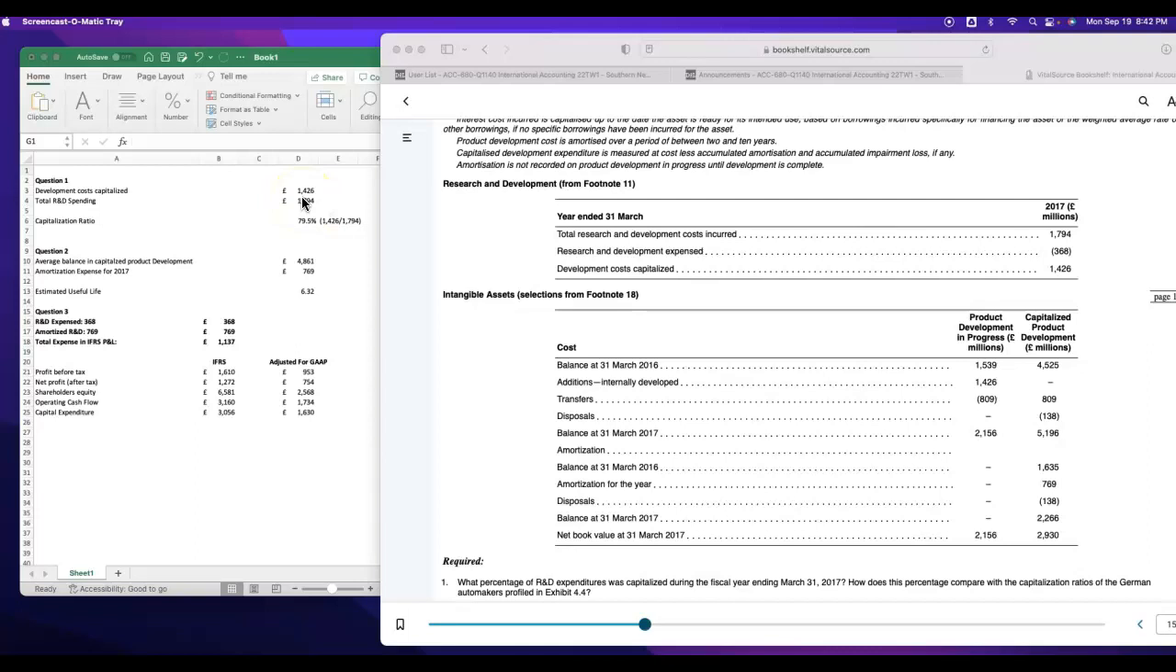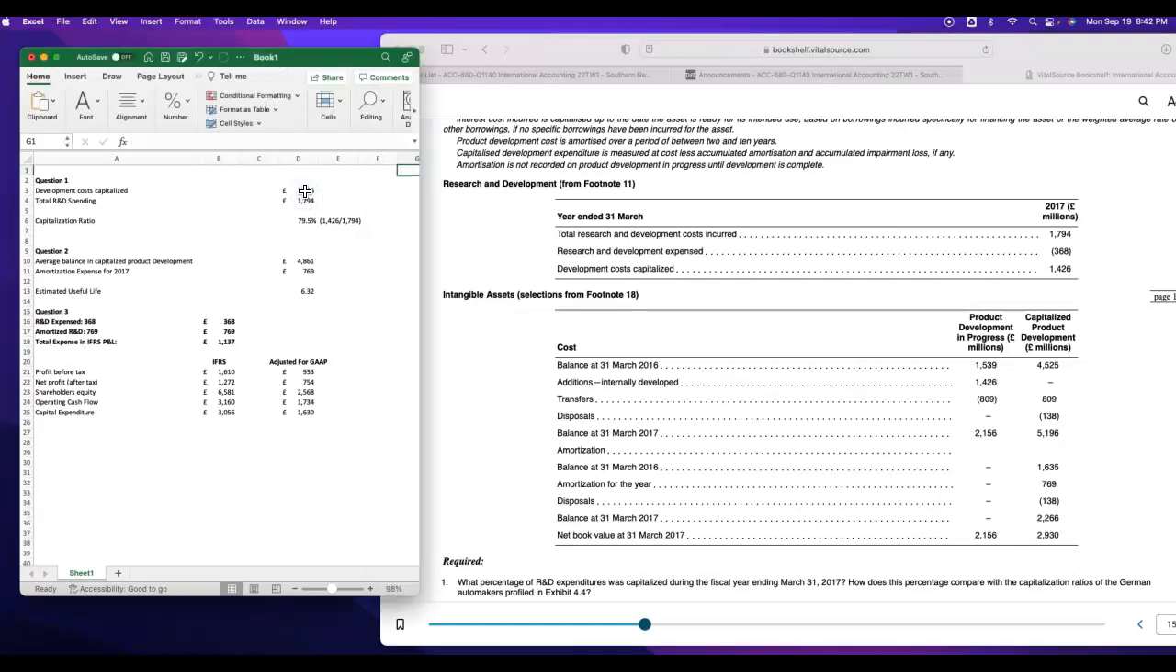If you go through the text, you can figure out that the capitalization ratio is the development costs that are capitalized divided back by the R&D spend. So it's the 1426, this 1426 right here, development cost capitalized, divided back by the 1794, which was the total of the R&D cost. So that means that Jaguar capitalized 79.5% of their R&D expense.